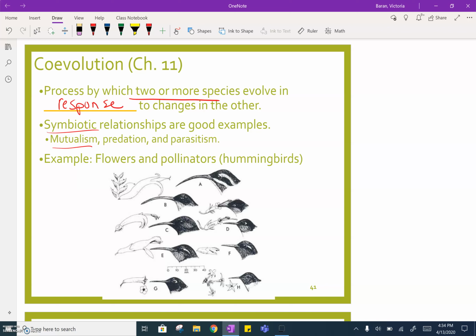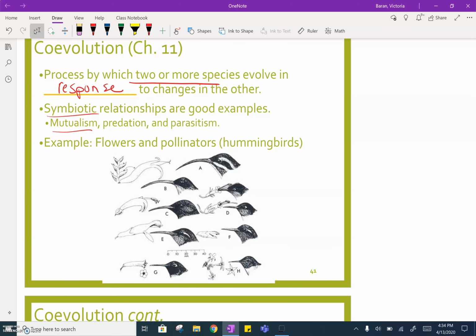So flowers and pollinators. So let's take hummingbirds, for instance. So hummingbirds are pollinators in that they go from flower to flower. They get that pollen on them. They help to pollinate flowers, which helps them to reproduce. However, the hummingbird is specifically looking for the nectar inside of these flowers. So nectar is essentially like sugar water, and that's what these birds want.